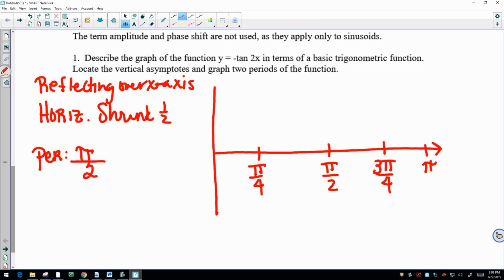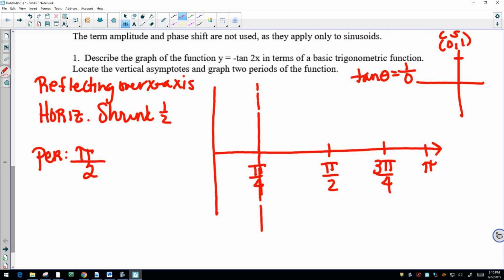Now, when I'm thinking of tangent, I will have some asymptotes. And if I think of this in terms of the unit circle for a minute, I know at this location, that's my coordinate 0, 1. I know cosine is 0 and sine is 1. And I know that tangent is going to be sine divided by cosine, which at that first marking I have here at pi over 4, that's going to be undefined. That's going to give me an asymptote.